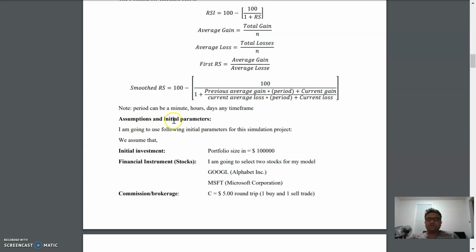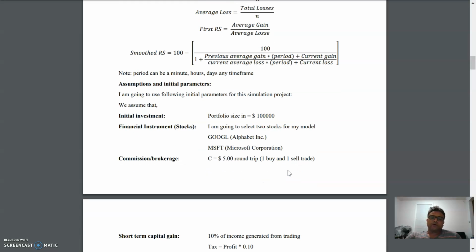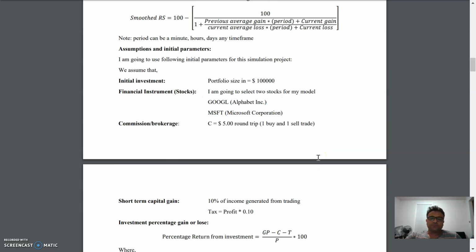So, assumptions and initial parameters: I have used a $100,000 initial portfolio value, and I have used Google and Microsoft. These are two of the leading companies in the IT sector. For the brokerage, I have used $5 round trip, which means if we buy 100 shares and we sell those 100 shares, then we have to pay $5 commission to the broker.